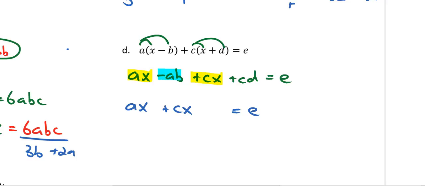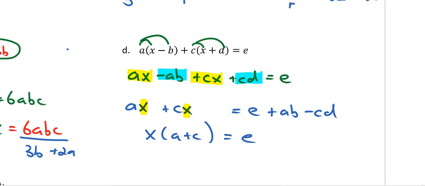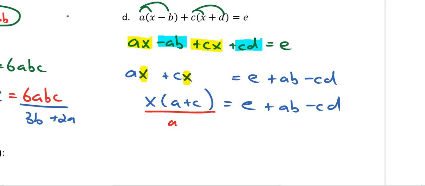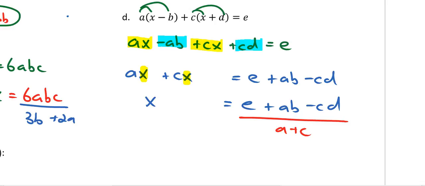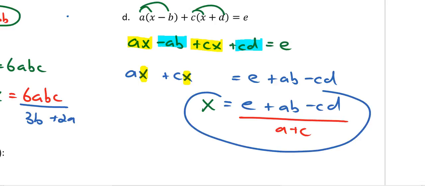And then these terms in blue, I'm going to move those to the other side. So that's going to be e plus ab minus cd. Alright, so I can factor out the x's here. So that'll be x times a plus c equals e plus ab minus cd. And then finally I can divide both sides by a plus c. These cancel off, so let me delete this now, and then move the x over, and that's your final answer right here. x equals e plus ab minus cd all over a plus c.